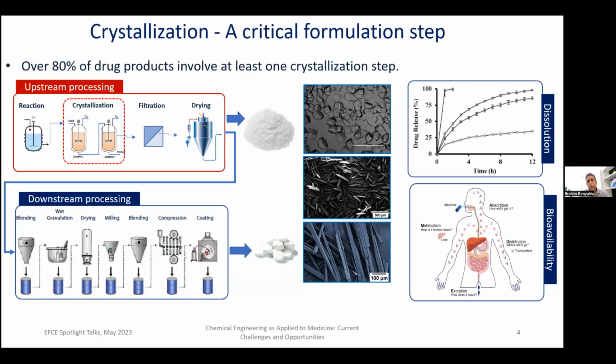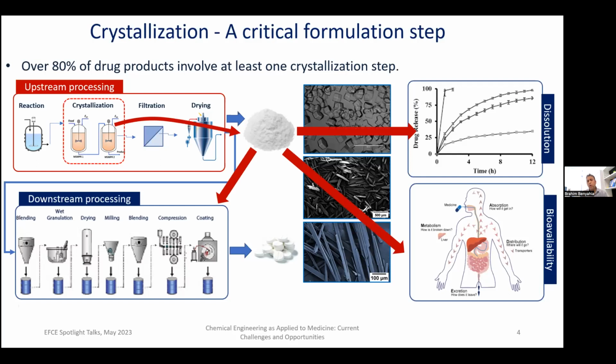So in terms again of crystallization, you may expect crystallization to happen in many different places. We believe that more than 80% of drug products involve at least one crystallization step during their manufacturing. So if we pick any process, we may expect crystallization followed by filtration and drying. And we have also the downstream processing, where these particles produced during the upstream will be used in terms of formulation through the granulation, whether it's wet or dry granulation.